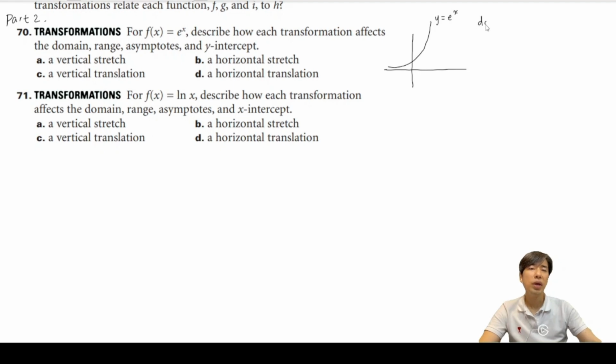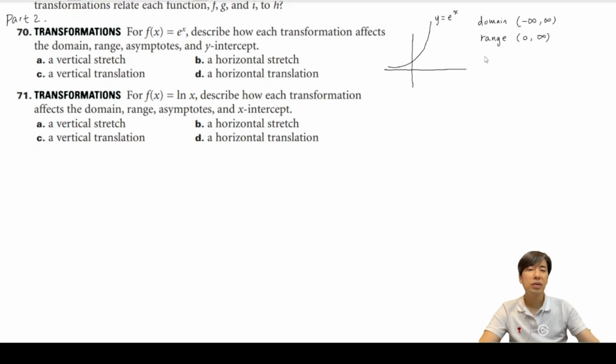Its domain is all real numbers, right? So it's from negative infinity to infinity. And its range is all positive real numbers. So it does not include 0, so you have to have a parenthesis here, 0, comma, infinity.